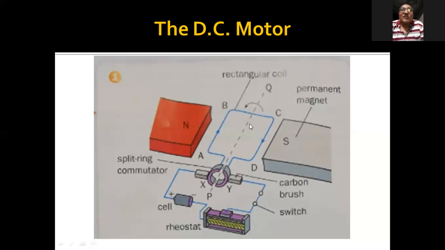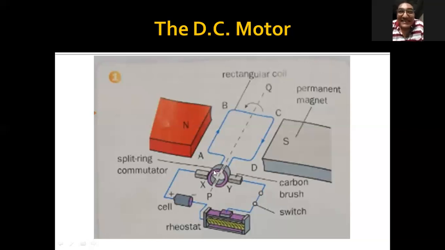Okay? So here we have a coil. This is mounted on an axle. Here we have two permanent magnets. These are called split ring commutators. Here we have carbon brushes. And we have a battery. We have a rheostat or variable resistor. And we have here a switch. These carbon brushes are stationary. They don't move. They don't rotate.